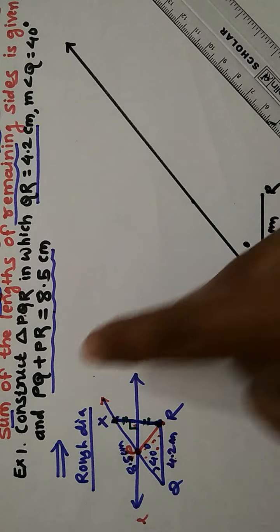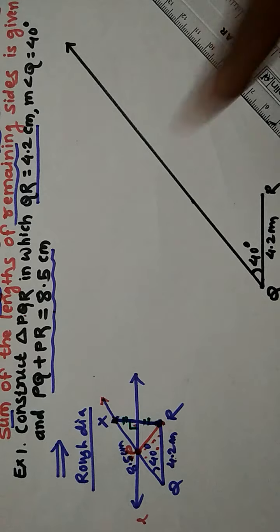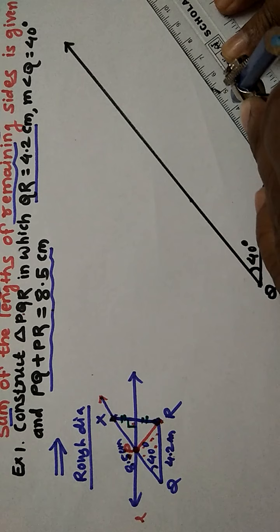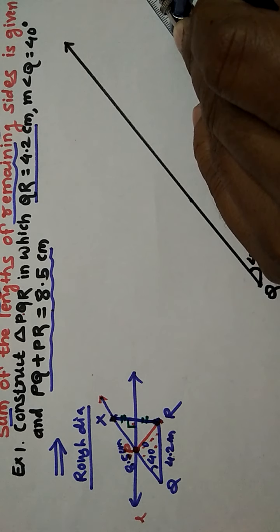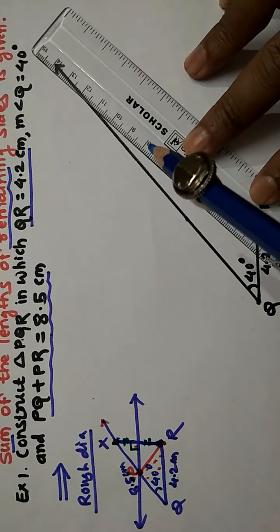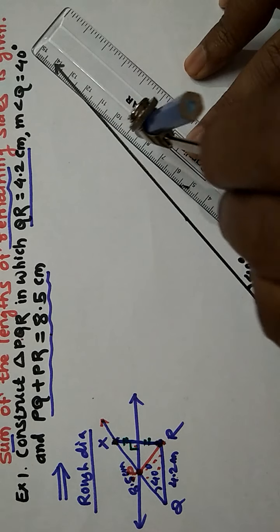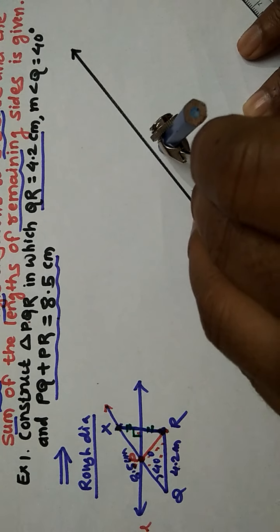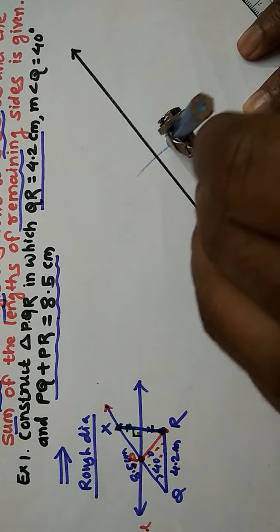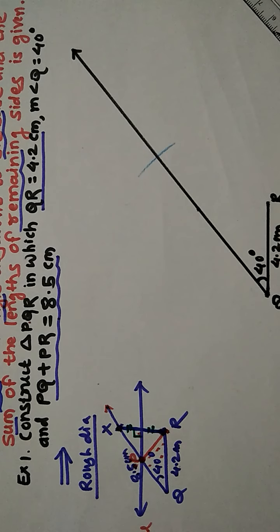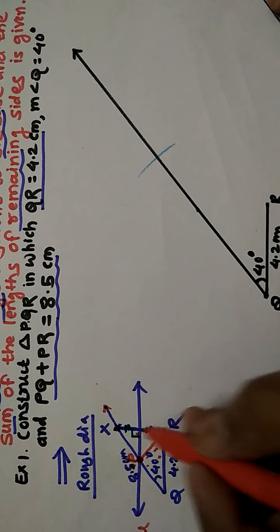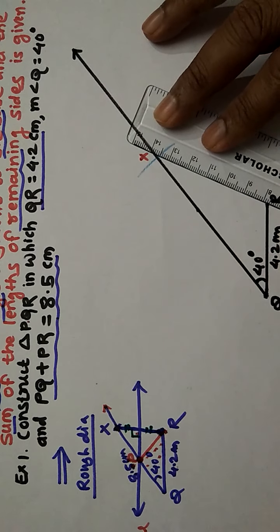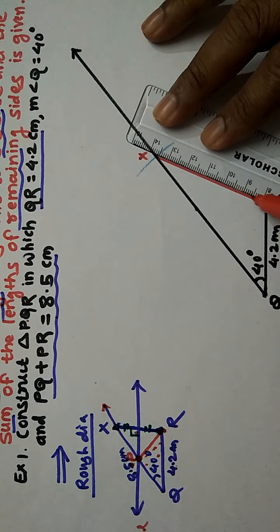Now take a distance in your compass which has length 8.5 centimeter. Take 8.5 centimeter in your compass, and intersect an arc to this ray. Name that point as point X. Now join these points, means point X and R.